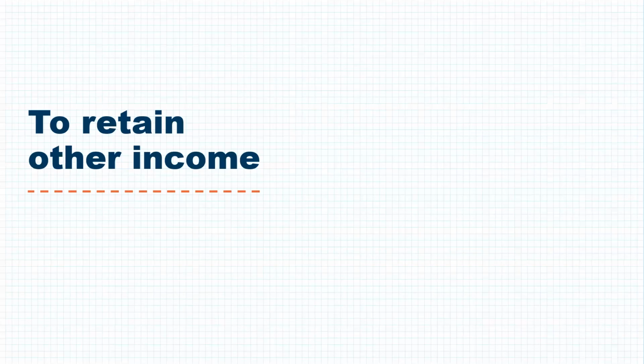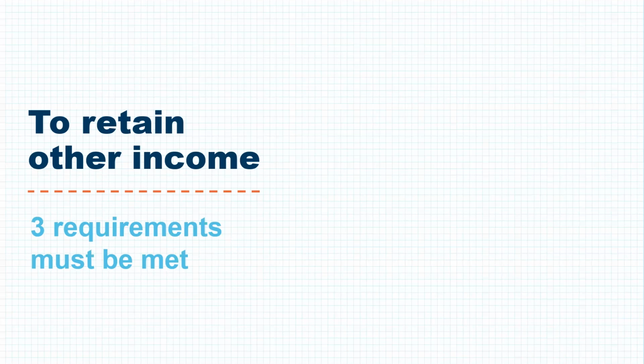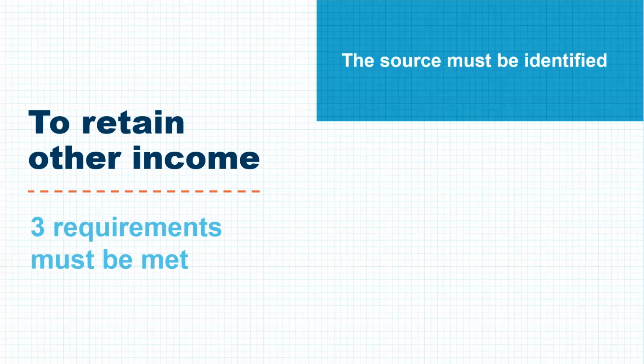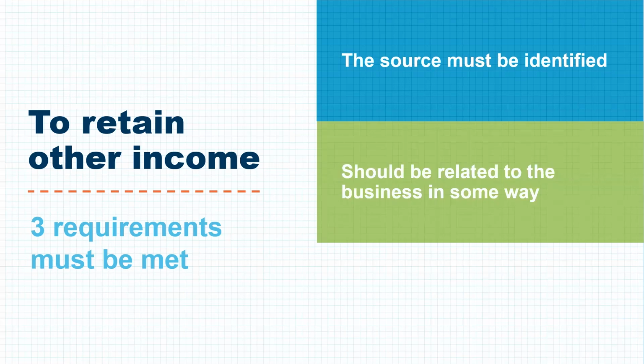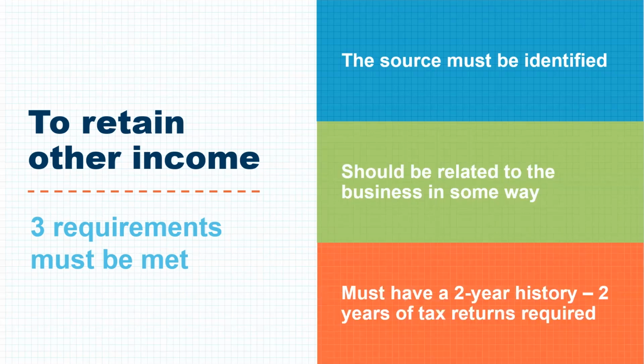Other income must be analyzed to determine if it is recurring in nature. In order to retain other income, 3 requirements must be met. The source of the other income must be identified. The other income must be related to the business in some way. The other income must have a 2-year history, so the analysis of 2 years of tax returns are required.